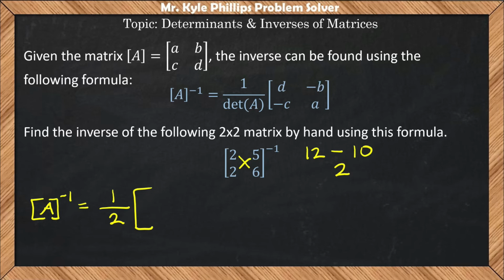So here, A and D are going to swap places. So if it helps, we can label these. We'll say A, B, C, and there's D. So D and A need to swap, 6 and 2. And then B and C, their signs change. So negative 5 and negative 2.